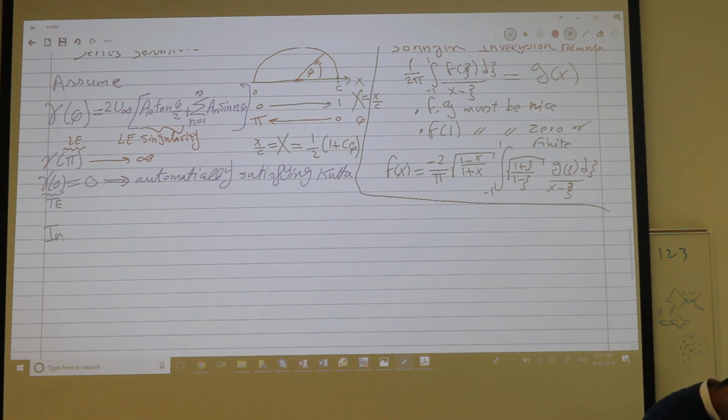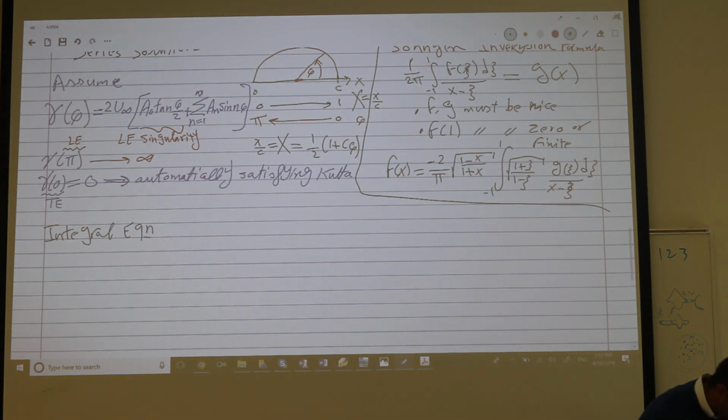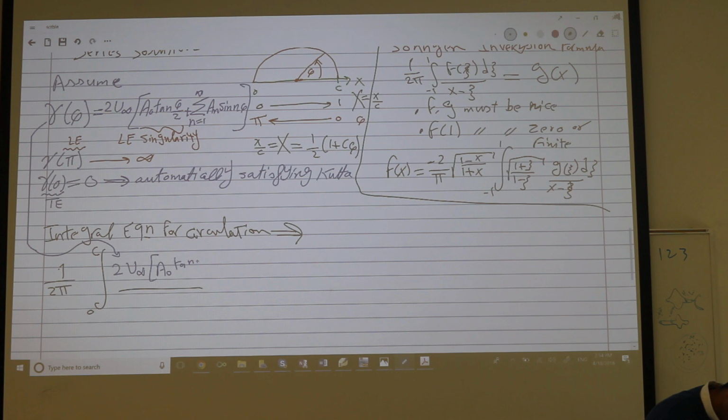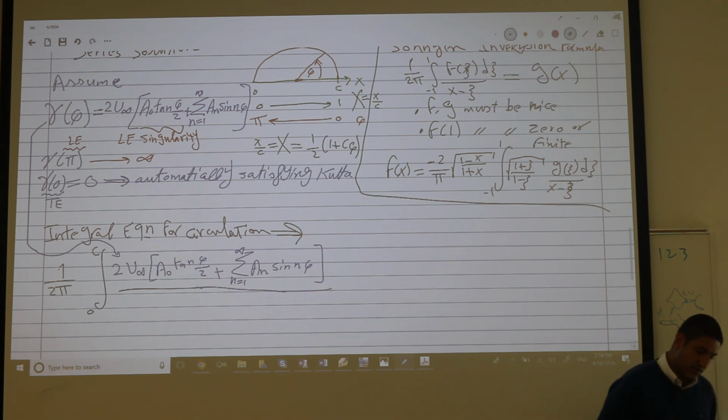So the integral equation for circulation. Please, if you have a question, stop me. Let's do it. So we have 1 over 2 pi, integral 0 to c, gamma over x minus zeta. The gamma here I will get from the series solution: 2 u infinity, a naught tan(phi over 2), plus summation a n sine n phi. Down there we had x minus x dash. By the way, this was at x dash, at phi dash. This is phi dash, right?